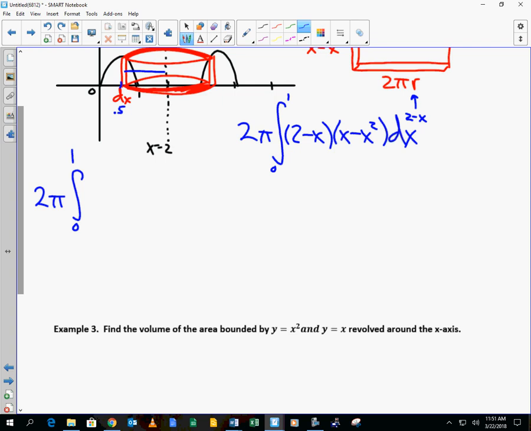Now let's multiply all that out. So we got positive x cubed, and minus 3x squared. I think I got a plus 2x on that. Let's take that antiderivative. Antiderivative x to the third, x to the fourth over 4. Antiderivative negative 3x squared. And antiderivative 2x's.